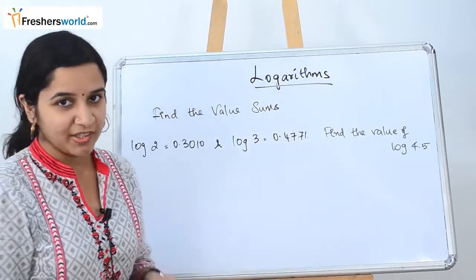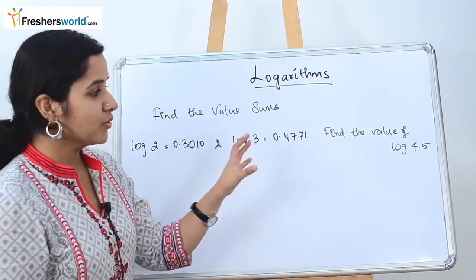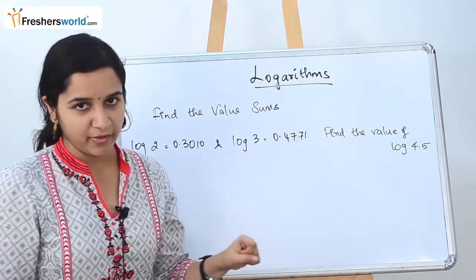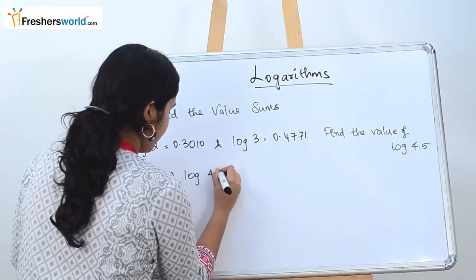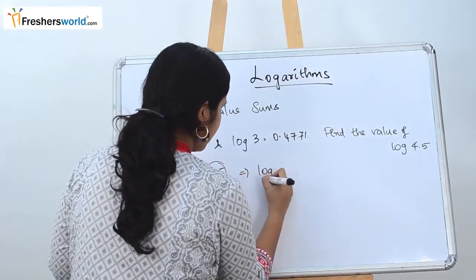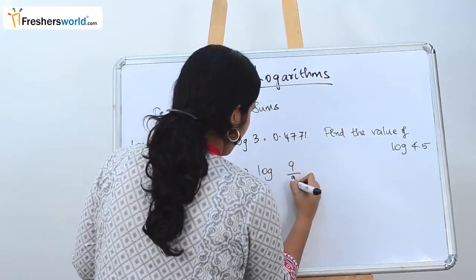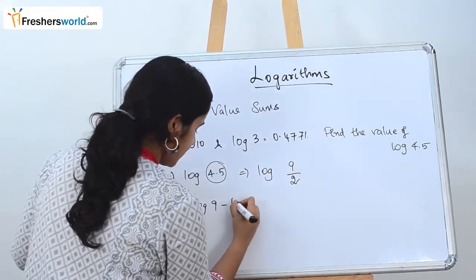So the next question that they have given is, they have given the value of log 2 and log 3. So they are asking you to find the value of log 4.5. So let's write the question, log 4.5. So this can be rewritten as log 9 by 2, which can be written as log 9 minus log 2.